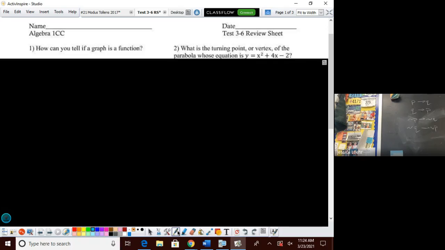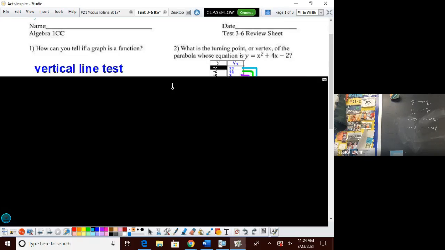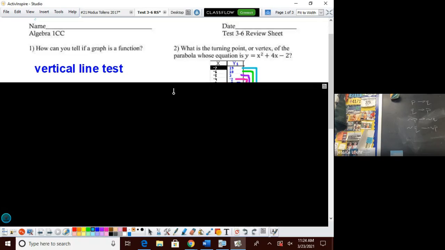The question was, how can you tell if a graph is a function? You can tell a graph is a function from the vertical line test. If I gave you a couple of different graphs and I asked you which one was a function, you would have to perform the vertical line test on all of them and see which one passes. In order for a graph to pass the vertical line test, the vertical line can only hit the graph one time. If it hits more than once, then it fails.